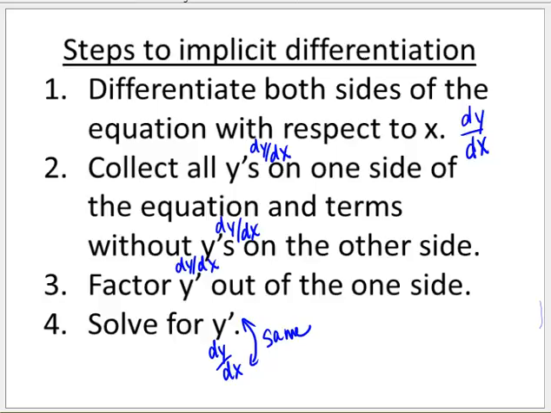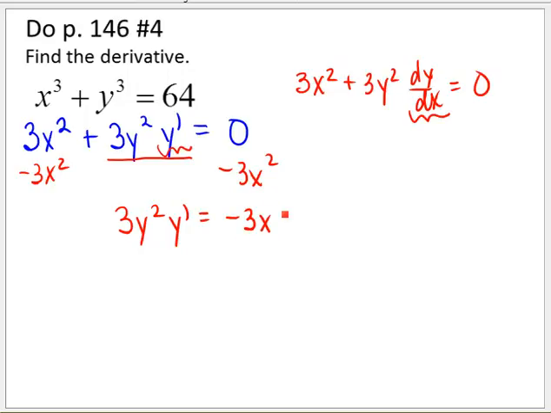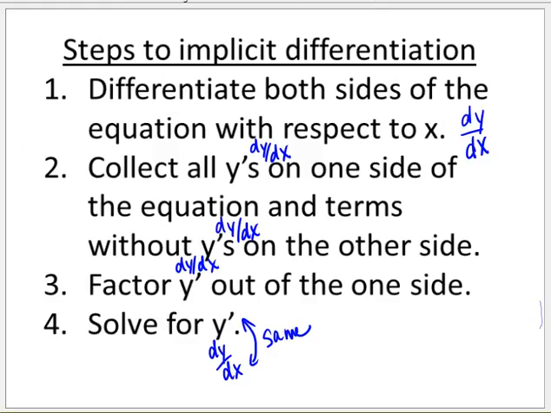The second thing we're going to do is collect all our y primes on one side of the equation. I only have one term with a y prime. It's right here. We're going to leave that on the left-hand side, and I'm going to move the 3x squared to the other side. That makes my equation read 3y squared y prime equals negative 3x squared. I really cannot factor out in step number 3 the y prime because there's really only one term. So I'm just going to solve for y prime.